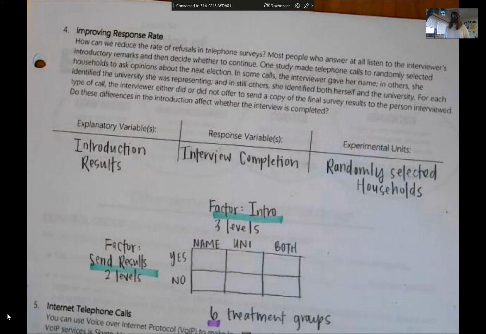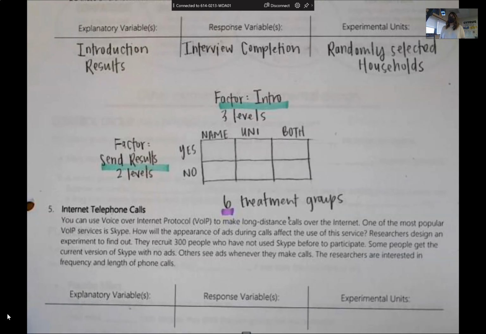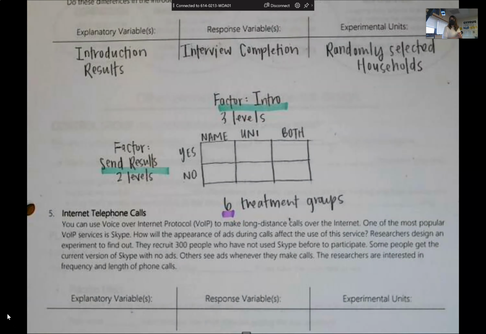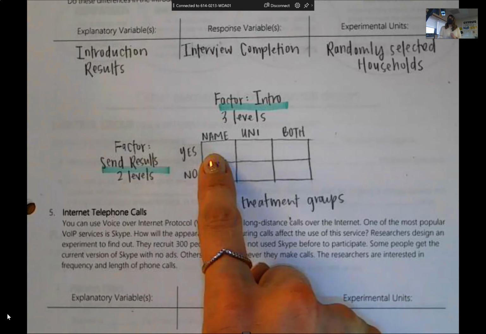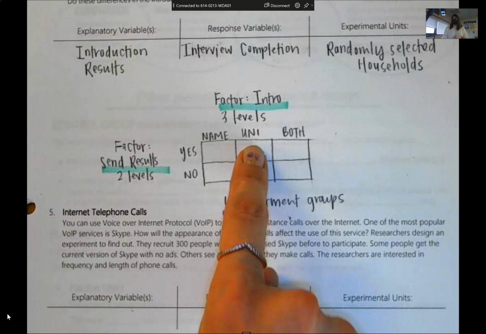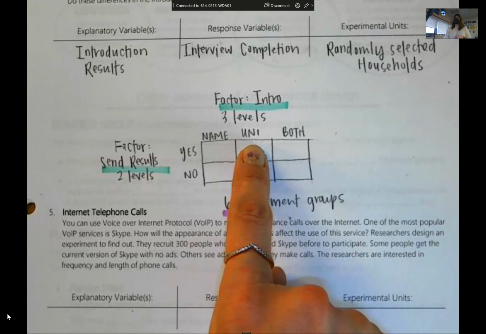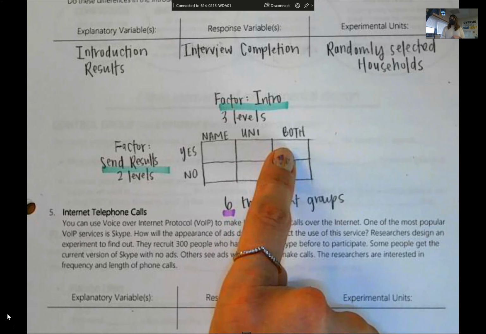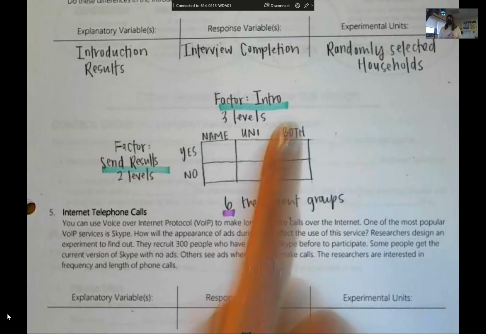Okay, I have 6 treatment groups. So for the intro, she either gave her name, the university's name, or both. For the results, either she's going to send the results or she's not. Make sure that you feel good about what each box represents. So this would be the treatment group where she gives her name and offers to send the results. Gives the university's name, offers to send the results, gives both and offers to send the results.